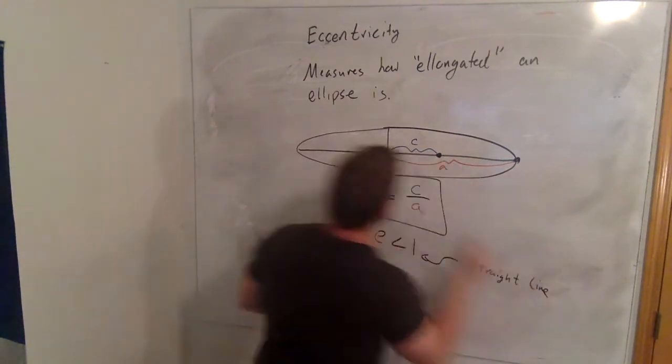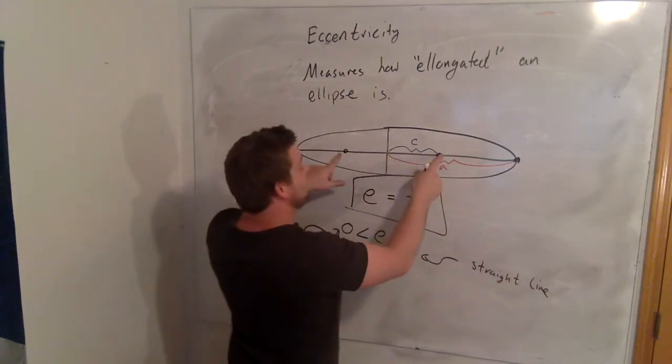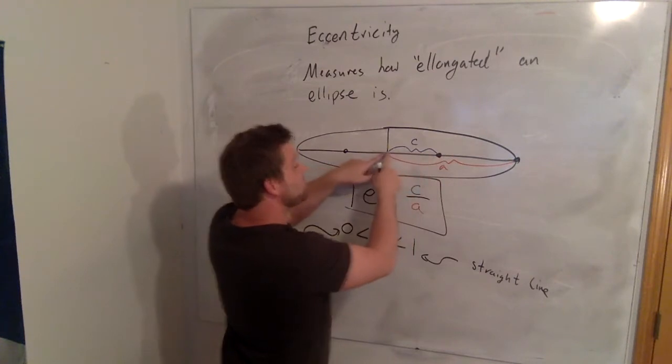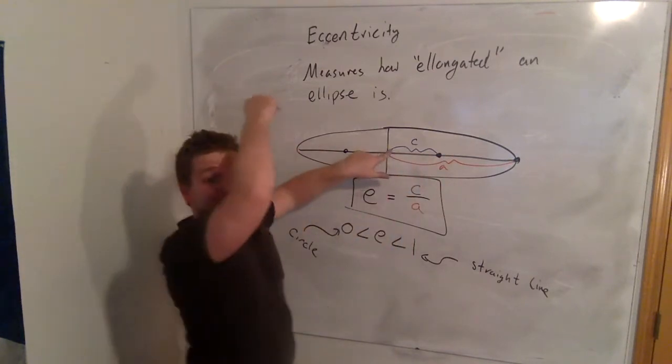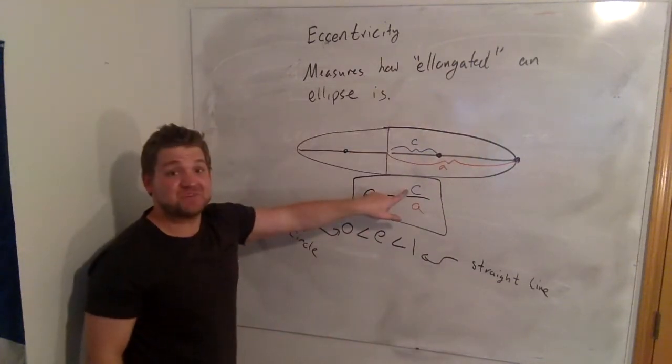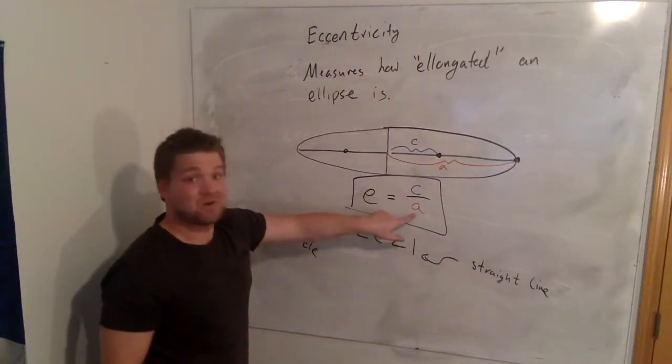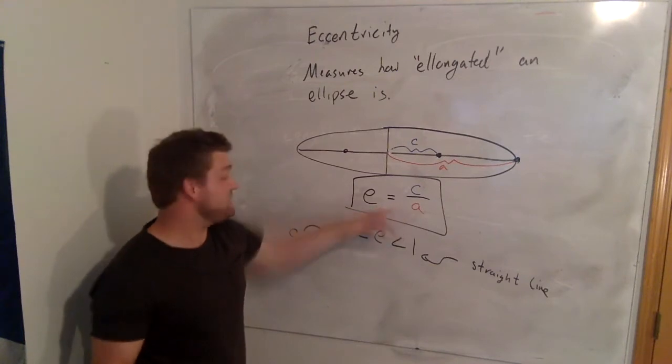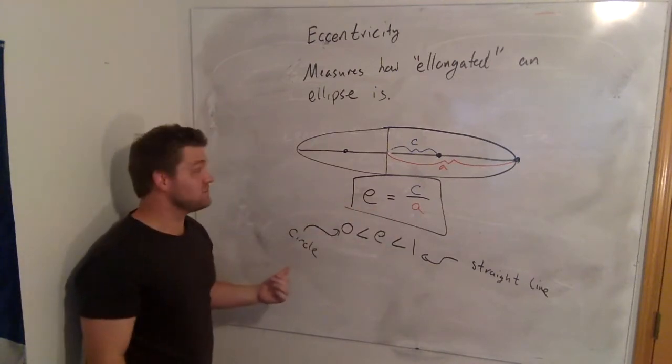well, if C is 0, that would bring the two foci close to one another, and we'd only have a single focus, and that's going to be a lot like a circle. In that case, if our C value is 0, 0 over a number will be 0. So that's why if the eccentricity is 0, it'll be more like a circle.